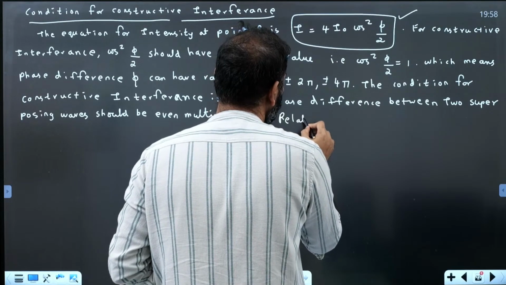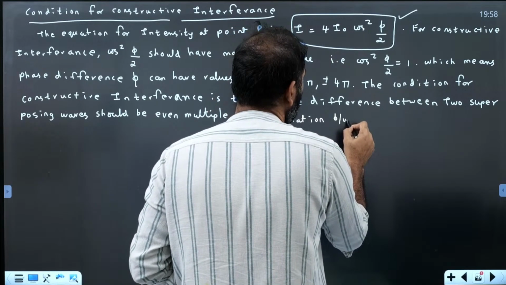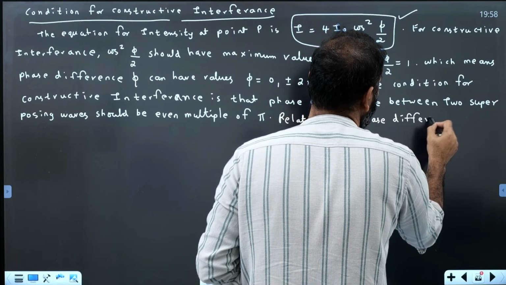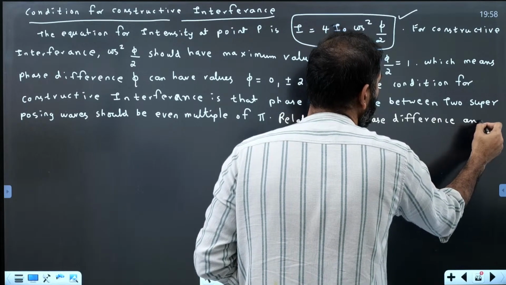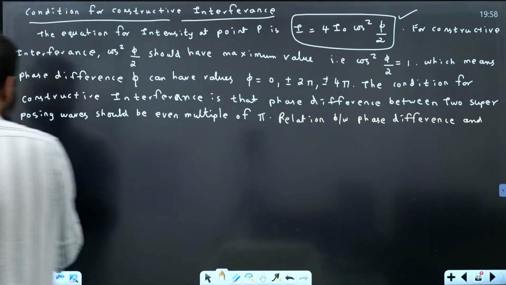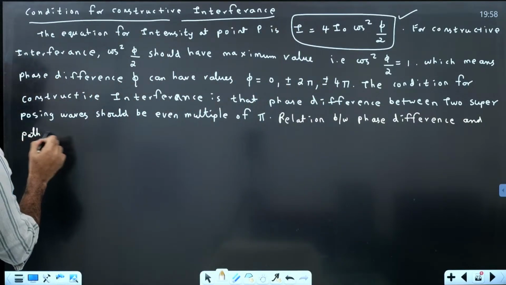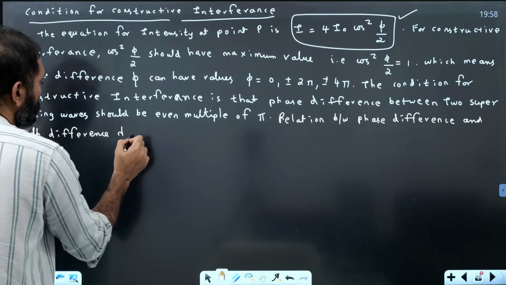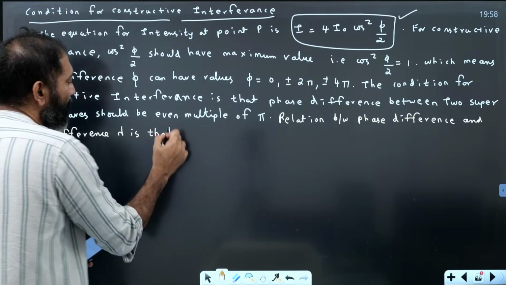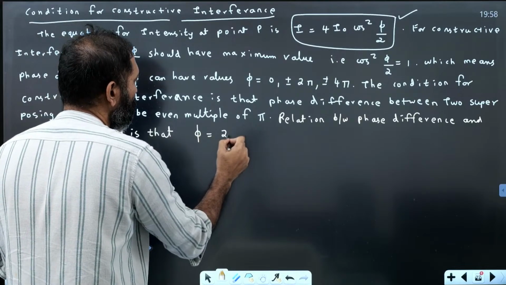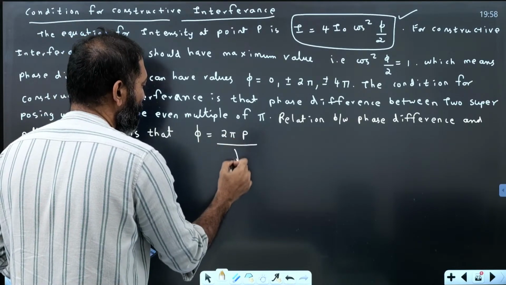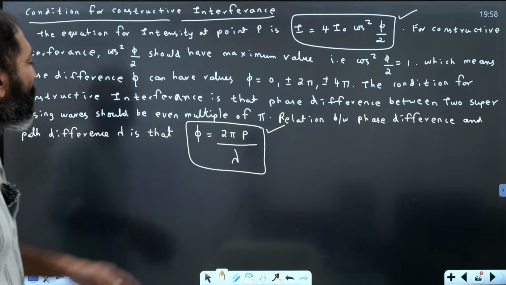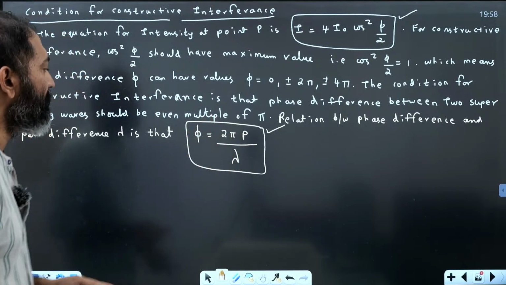The relation between phase difference phi and path difference lambda is that phase difference phi is equal to 2 pi p by lambda. This relation should be learned by heart. Relation between phase difference phi and path difference.